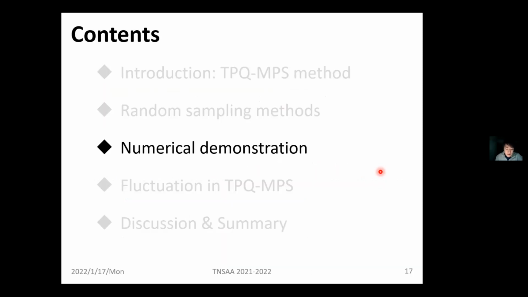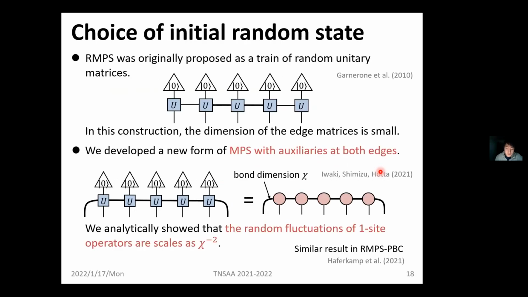Now, we demonstrate this theory numerically. Before the demonstration, I explain recent random sampling using MPS. In MPS-based methods, imaginary time evolution is performed by TEBD or by operating an MPO. So the choice of initial random states is essential.